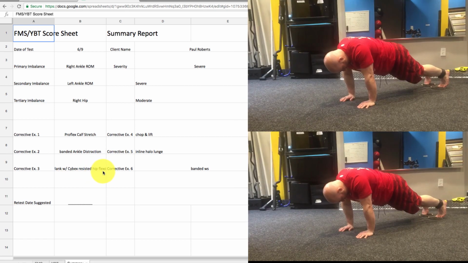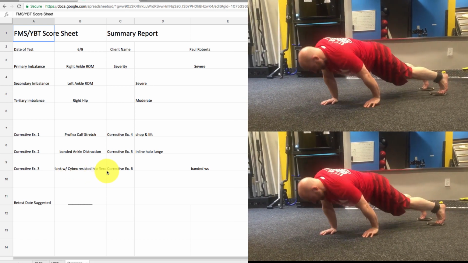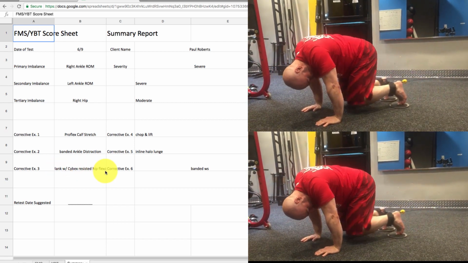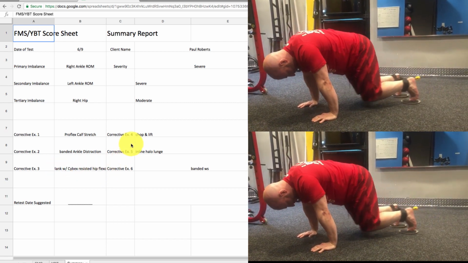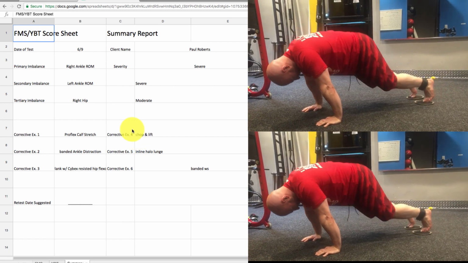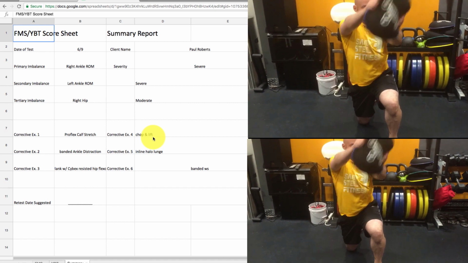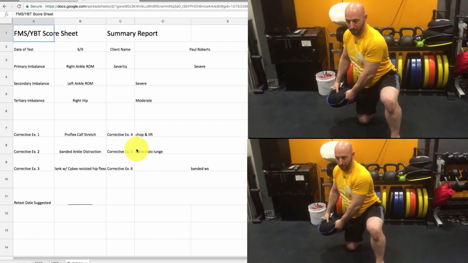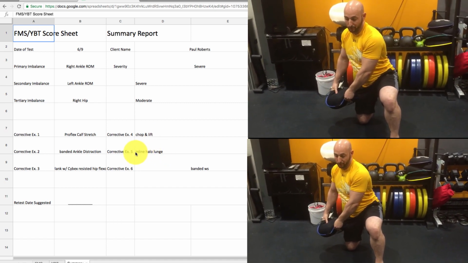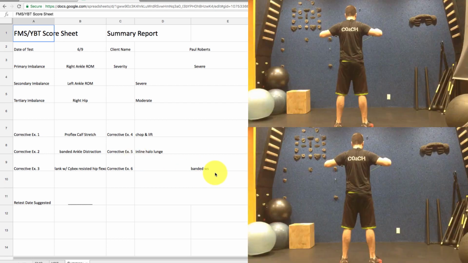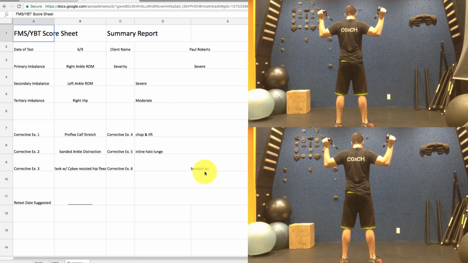We would then want to work on the hip flexor and transverse abdominis on the right side. For that, we have chosen a plank with a Cybex resisted hip flexion. We would then move on to a static chop and lift, which works hip stability and transverse abdominis, as well as the inline halo lunge. We would also administer the banded W's to improve external rotation and strengthen that position.